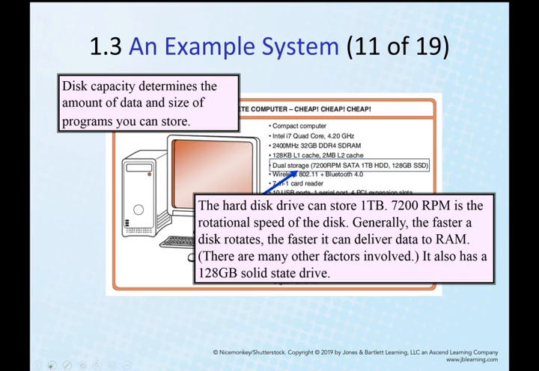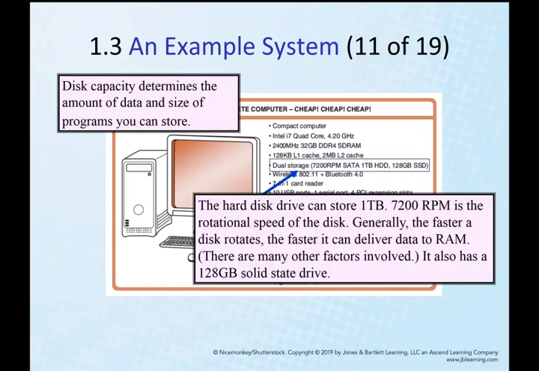But we still have more memory: storage. We have hard disk storage in this computer, with a size of 1 terabyte and 72 RPM. Why RPM? Because of how hard drives work. They have a disk that rotates, and the data is stored on the disk.